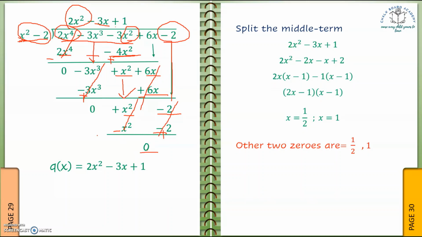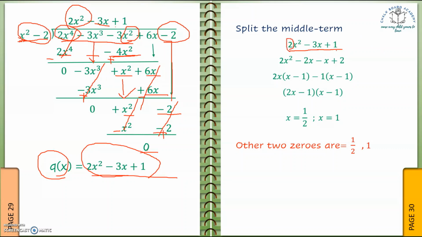So the quotient q(x) we got here is 2x square minus 3x plus 1. Because it is a quadratic equation, we need to find out the factors here, and we will do that by splitting the middle term.